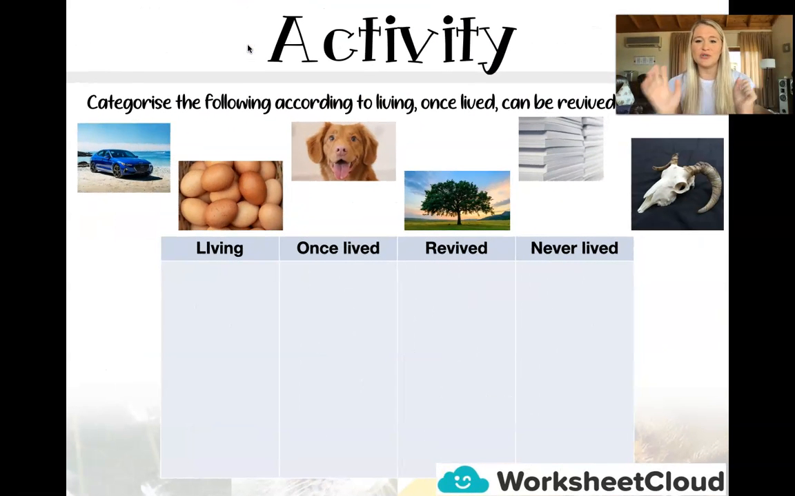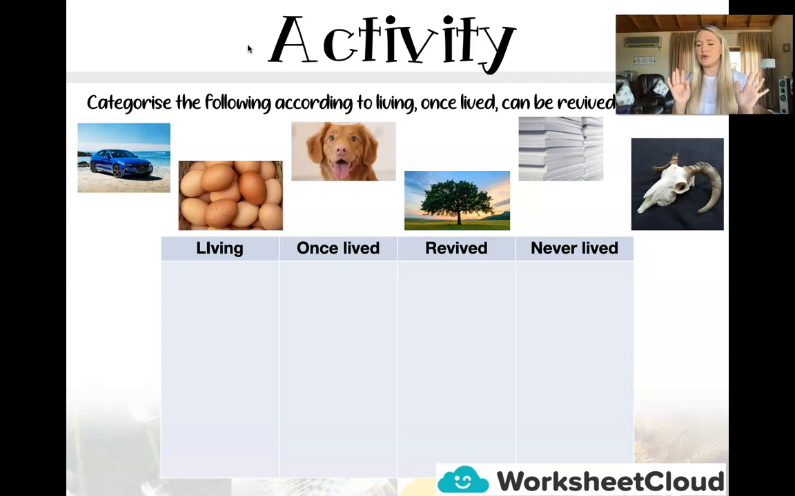Now, we are going to do a little activity together. As you can see, there are a few pictures on the screen, and we are going to categorize these pictures and images according to the 4 categories. Is that organism living? Was it once alive, once lived? Can it be revived? Remember our example. And lastly, has that organism never lived? Is it non-living? Right, are you ready?